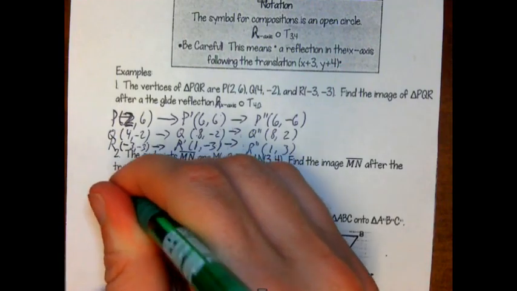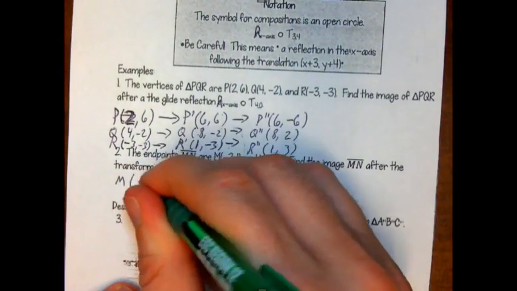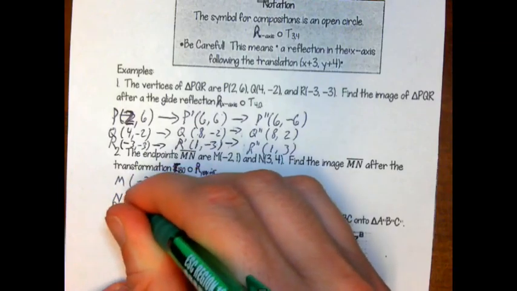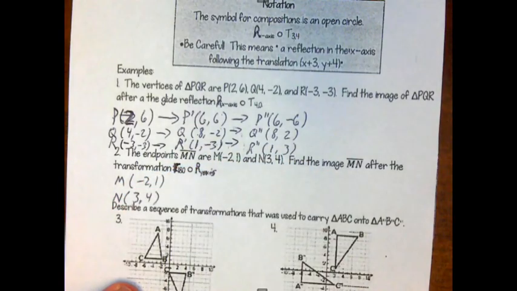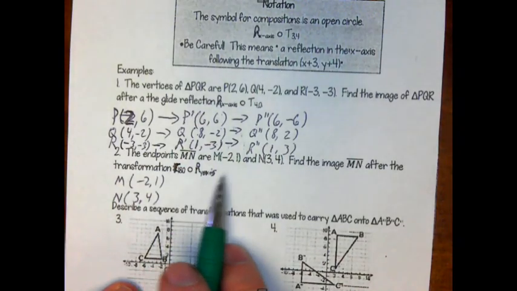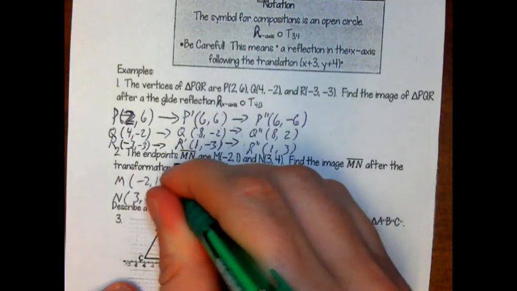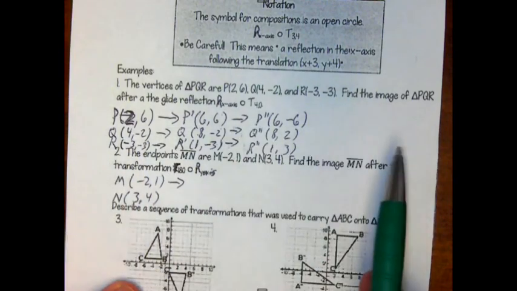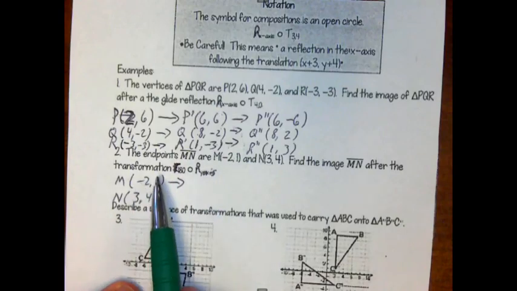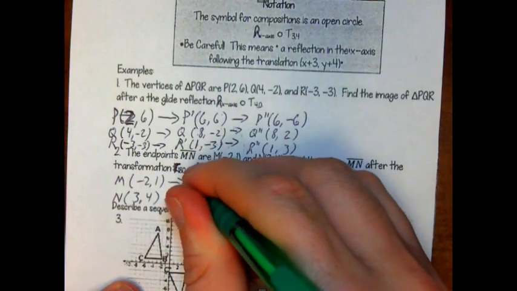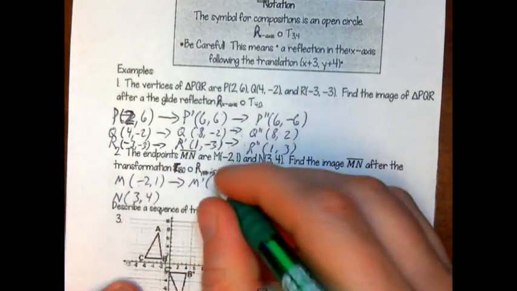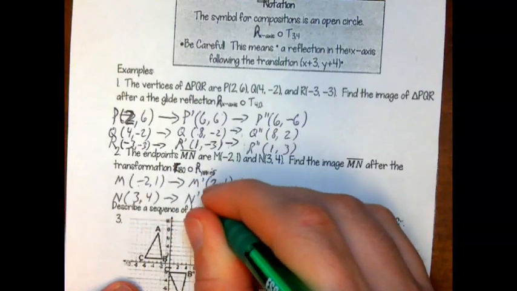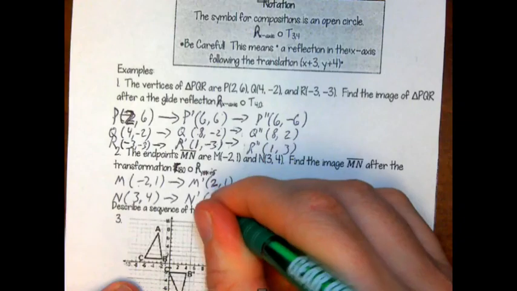So first, point M is located at -2, 1, and then point N is located at 3, 4. Our first transformation is the reflection across the y-axis, because remember we go from right to left. And if I am reflecting across the y-axis, I'm going to move this way or this way, and so the x coordinate is going to change signs and the y coordinate will stay the same. So M prime is going to be at positive 2, 1, and N prime is going to be at negative 3, 4.